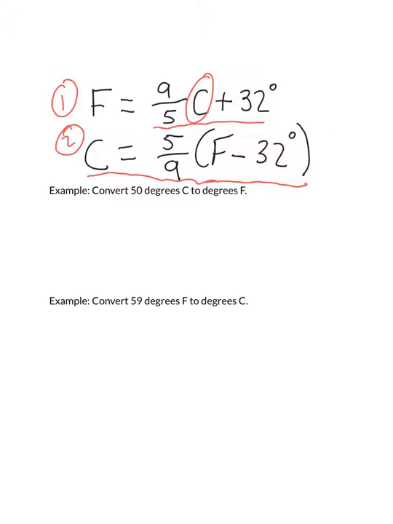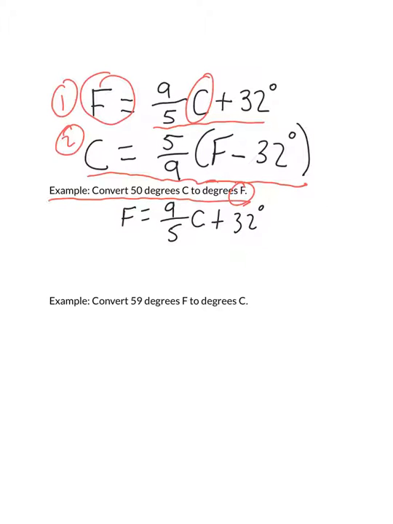So looking at the first example, it says convert 50 degrees Celsius to degrees Fahrenheit. Whatever you want to convert into, that will tell you which version of the equation, 1 or 2, would be best to use. So if I want to get Fahrenheit, I should use the F equals equation. So that was F equals 9/5 times your Celsius plus 32 degrees, that little circular symbol up in the air, obviously.